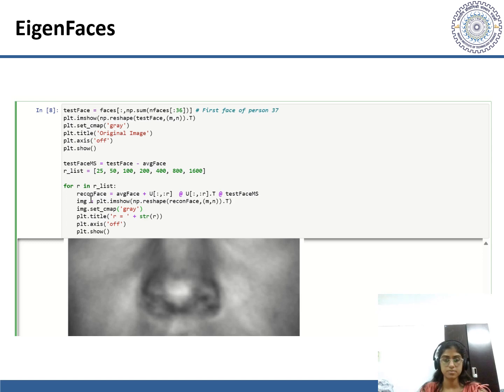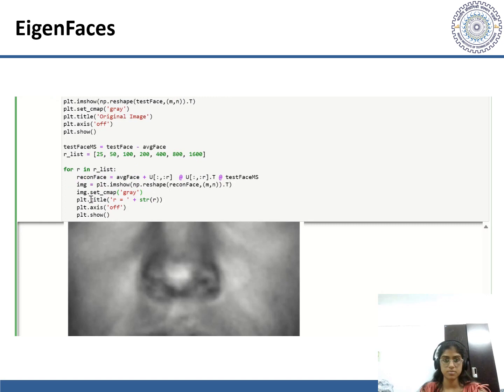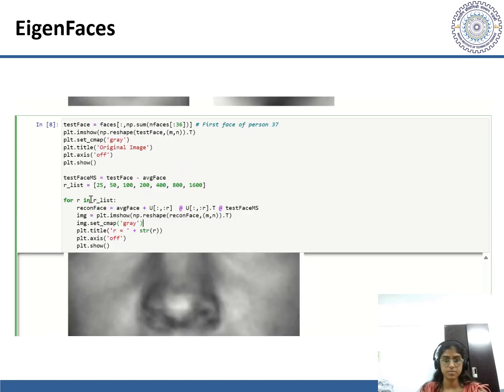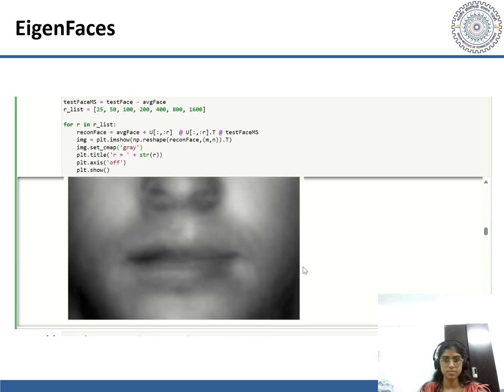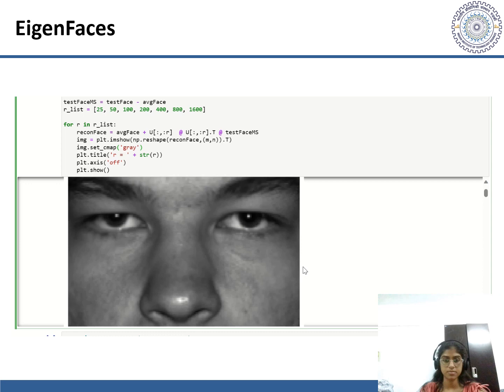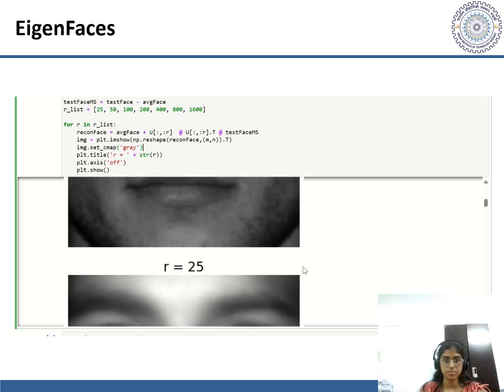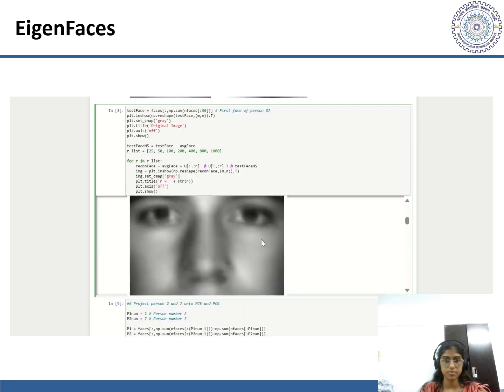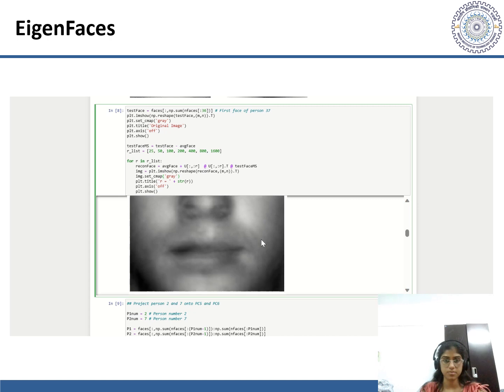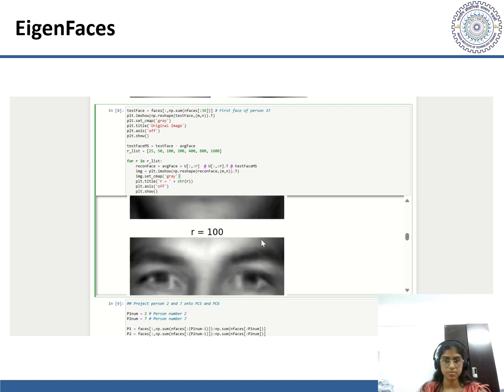So as I increase the value of R, which takes into account the most different or distinct features amongst the faces possible, I will get the formation of the 37th face. For the first two images, when R's value is 25, this is the original image I should get. When R is 25, this looks nothing like the image that it should be. When I increase R to 50, it somehow is coinciding with that.